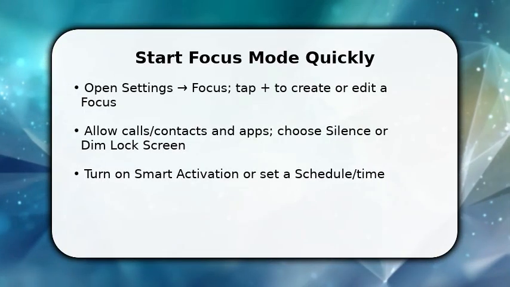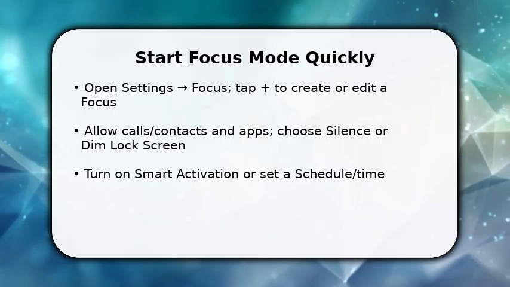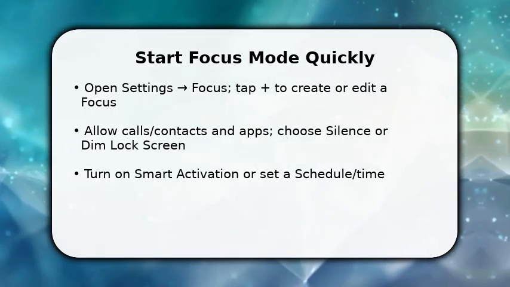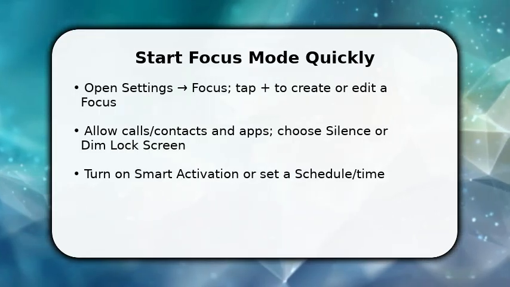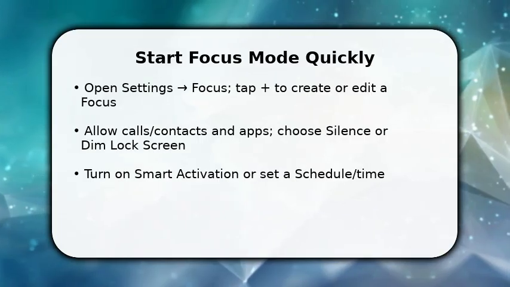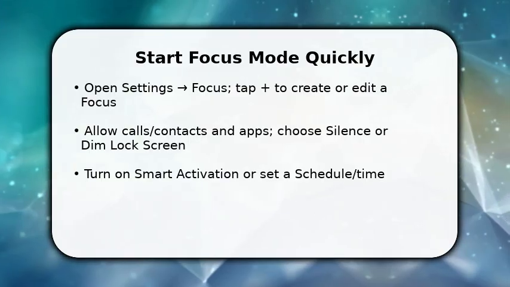You're starting right now. Open Settings, tap Focus, then create or choose a focus profile. Select Allowed People and Apps so important alerts still get through. This prevents missing urgent calls while silencing noise. Once done, pick whether your lock screen dims and which home pages show. These choices reduce visual clutter.